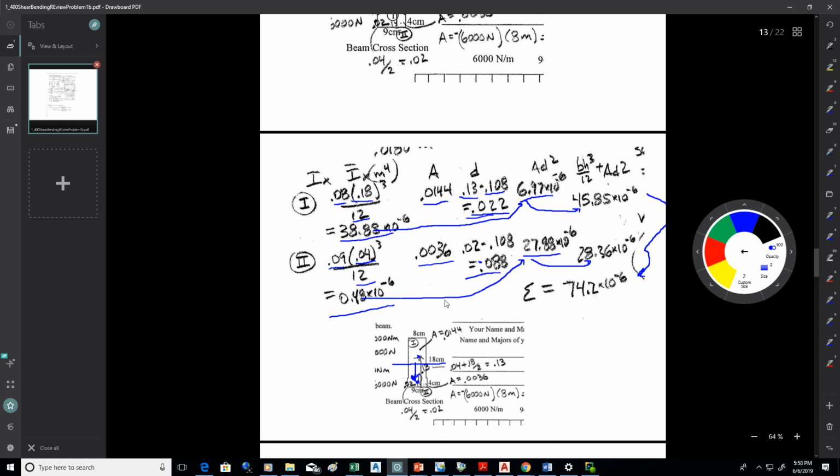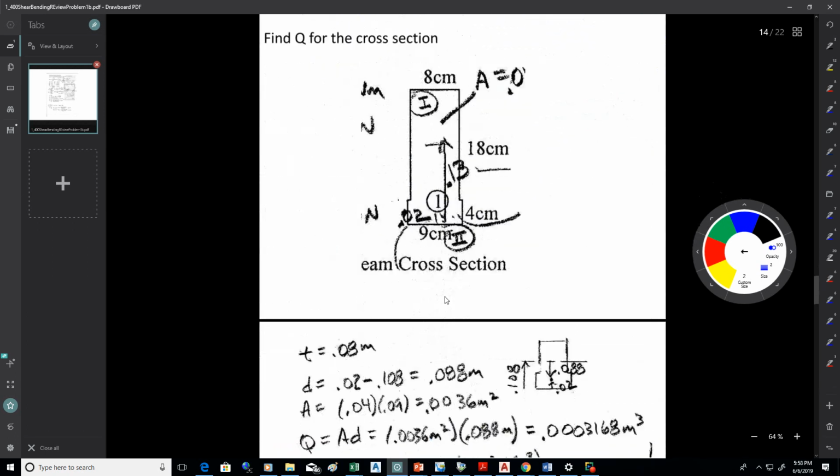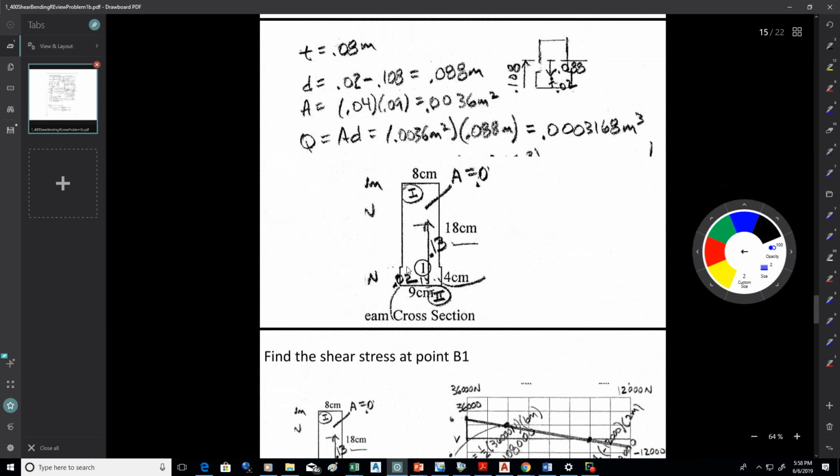All right, let's have a look at Q. We're going to look at the area that would shear off, and that's this area. If the beam were to fail at point 1 and we're finding the shear at B1, that's the area that would shear off. So that has an area of the base of 0.09, the height of 0.04, so that's 0.0036 square meters.